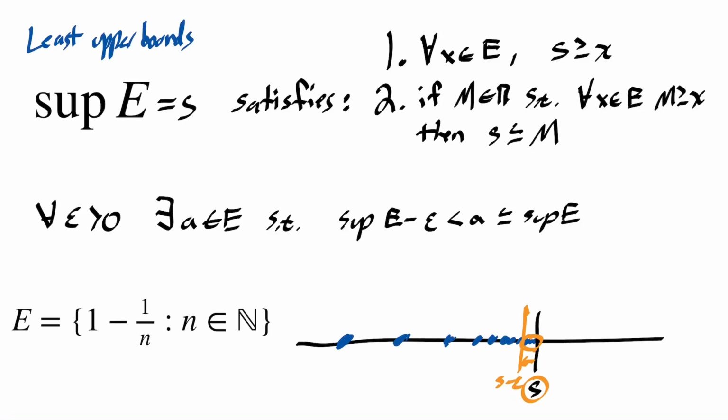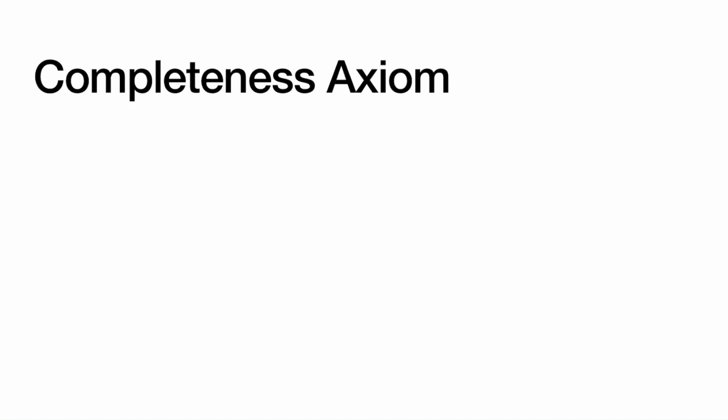Okay, I feel like I'm babbling a little bit. But at any rate, let's move on and talk about the completeness axiom. And this is kind of the last axiom that we'll talk about for the real numbers. And the completeness axiom basically says this. It talks about sets of real numbers.